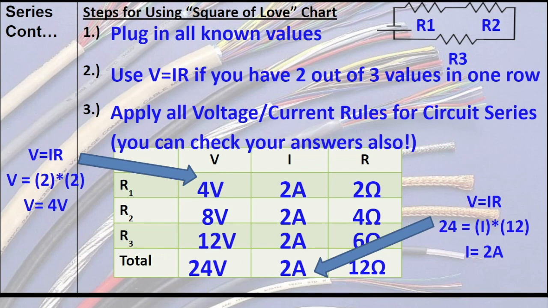How do I know if I'm correct? Well, on the last slide, we said that the total voltage equals V1 plus V2 plus V3. So if we add all those up, we should get the total voltage. So 4 plus 8 plus 12, that gives me 24 volts. So I know I'm correct.